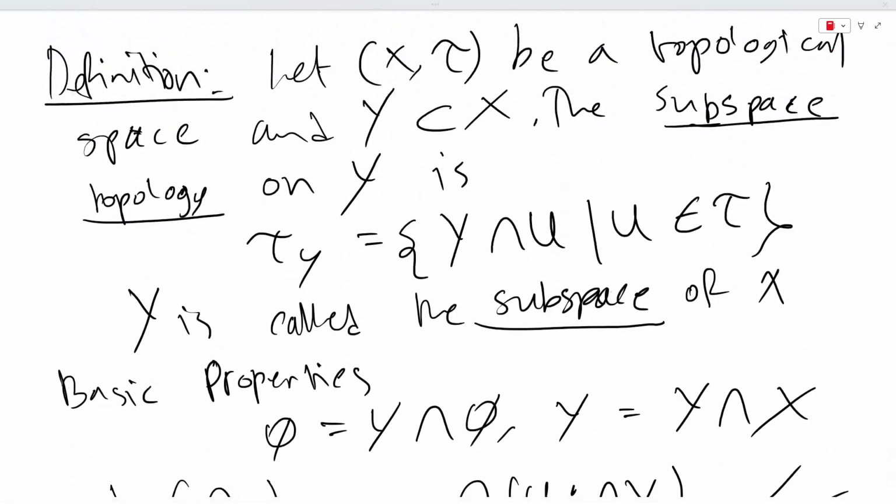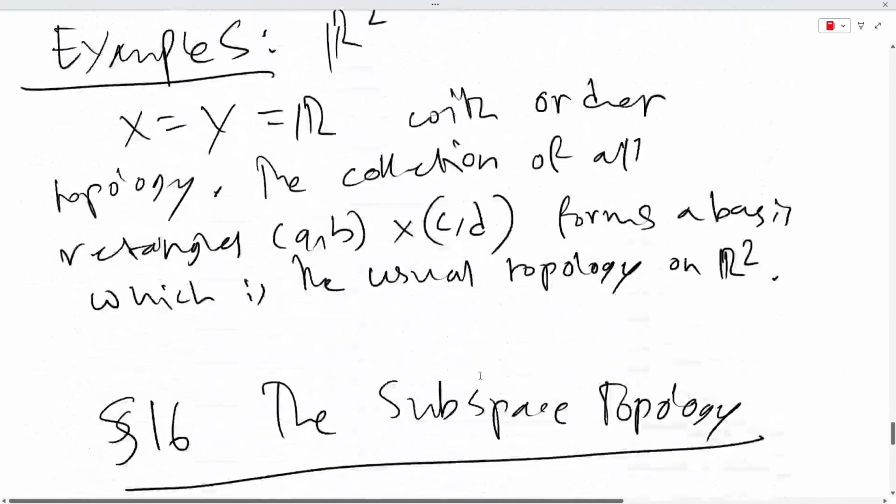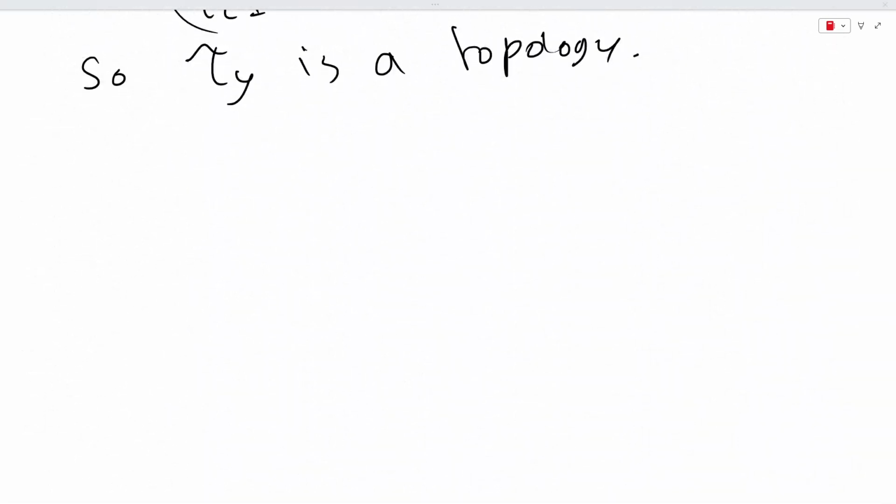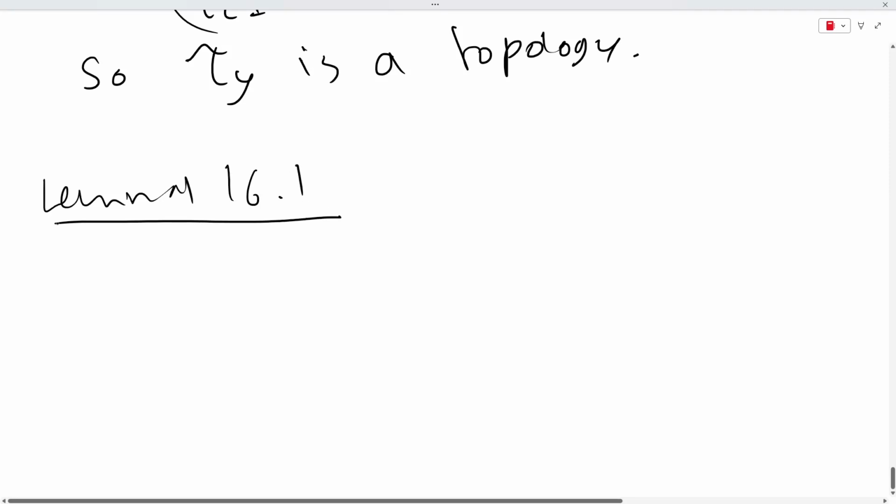So now we can also reduce the basis just like we have reduced it for the product topology. So here's Lemma 16.1.